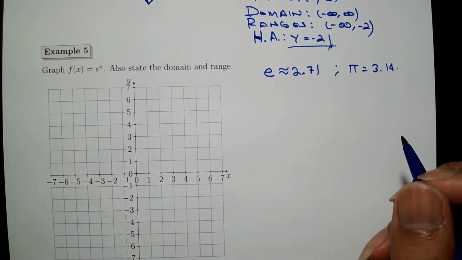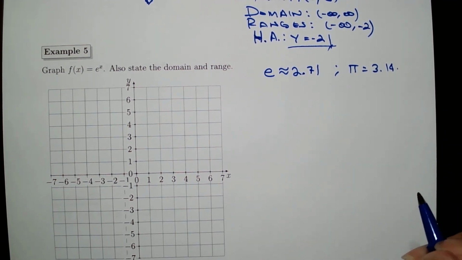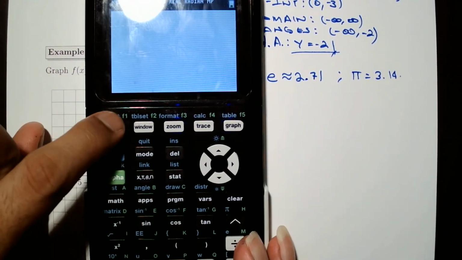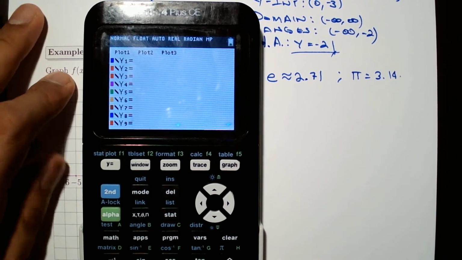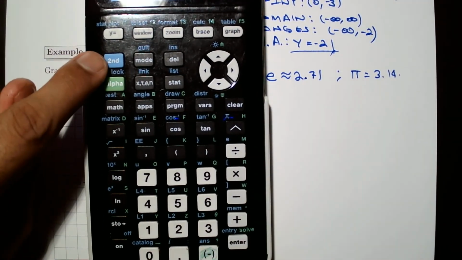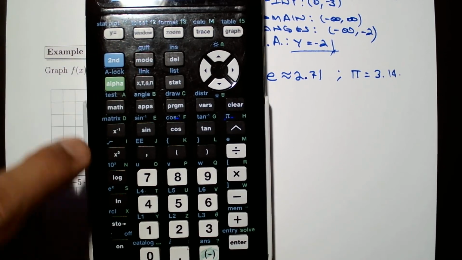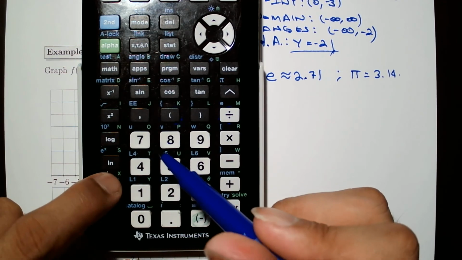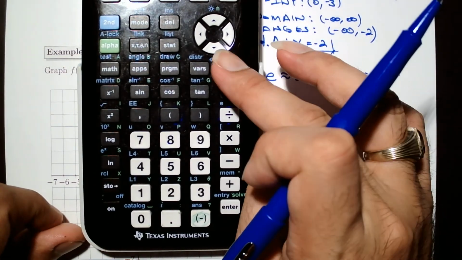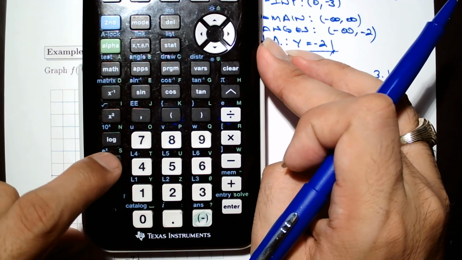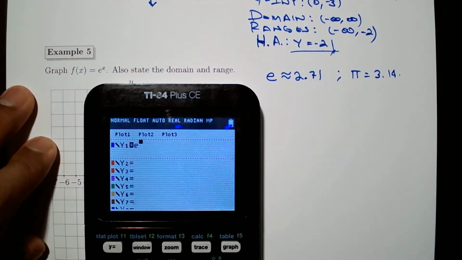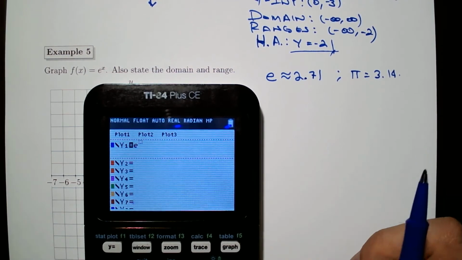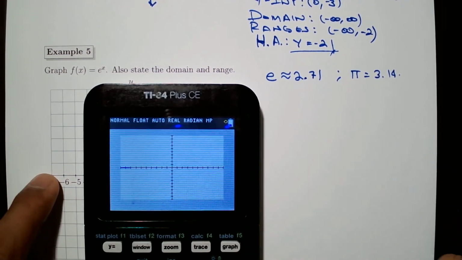Let's see. So where in the calculator can you find it? First of all, let's go to y equals, so you can see the function. You are going to press second and press the ln button, so you can reach the e to the x function. Wait a minute, that's not it. Second, e to the x, and this e value is going to be there, so e to the x. All right, e to the x, and graph.